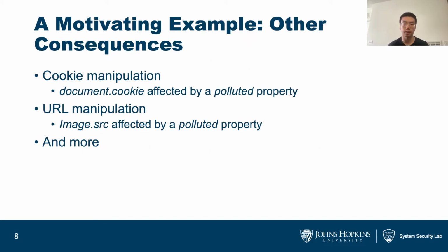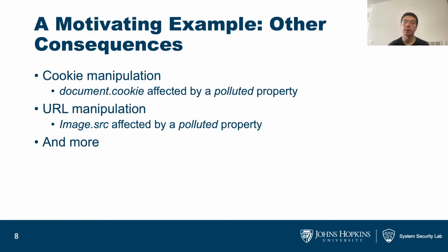After seeing this consequence, we will talk about other consequences, such as cookie manipulation, URL manipulation, and more. Cookie manipulation involves document.cookie affected by a polluted property. A polluted property is a property being manipulated by the adversary that the adversary can take control of.